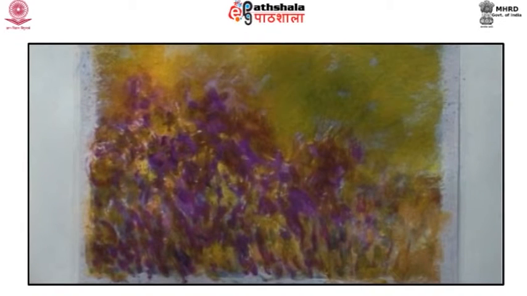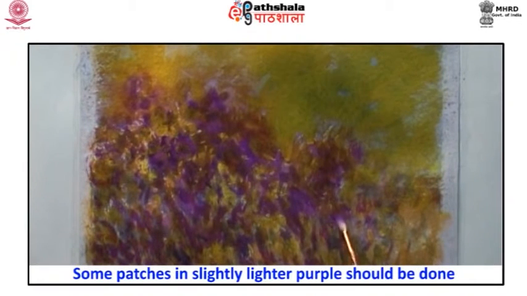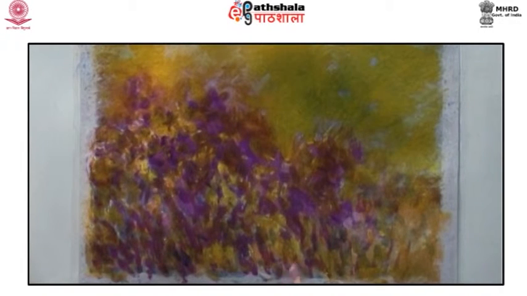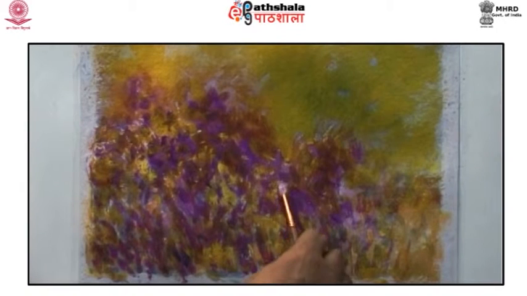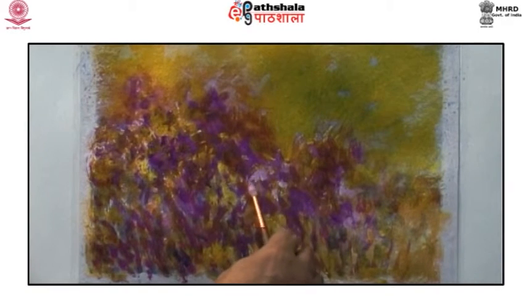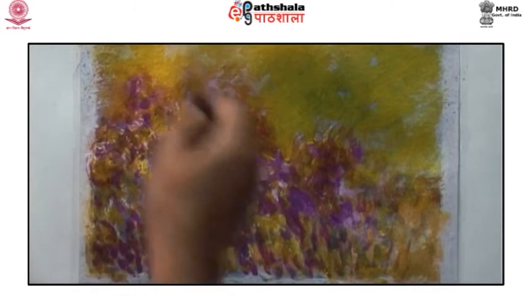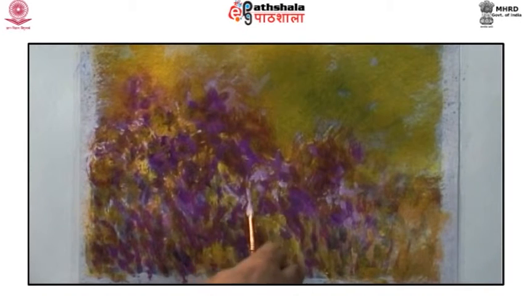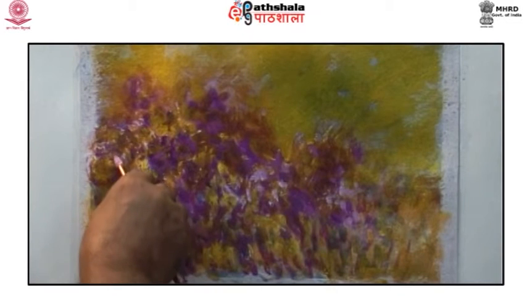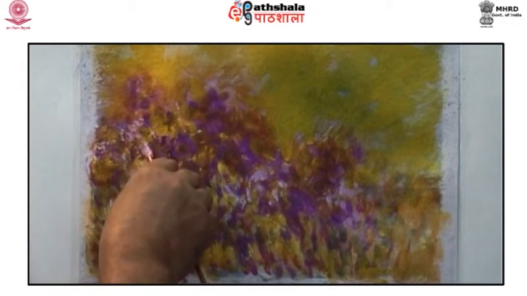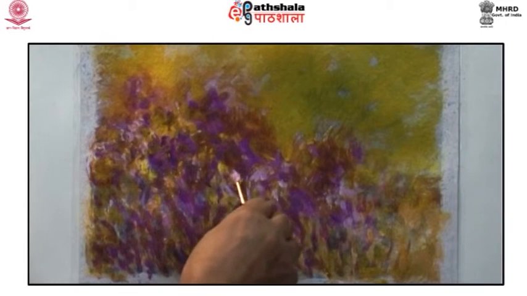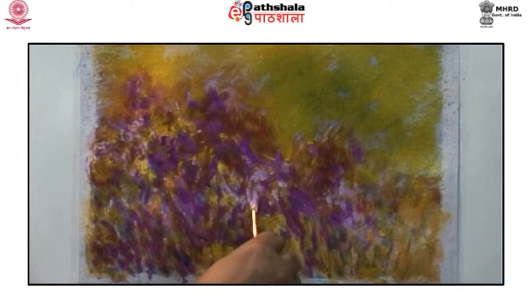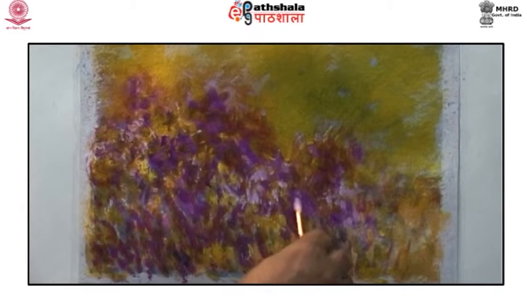Some small patches in deep purple, some patches in slightly lighter purple should be done. For making the purple color light, use water. Make the color thinner to make it look lighter. Don't mix white for this purpose. In any watercolor painting, white color is mostly avoided. These purple patches will look like flower petals.